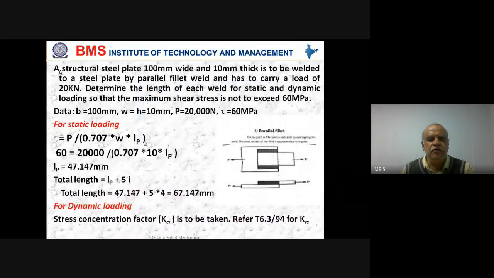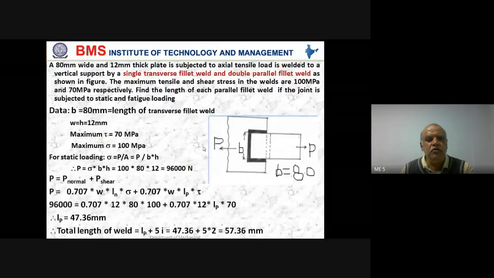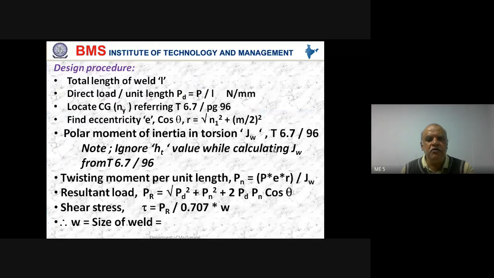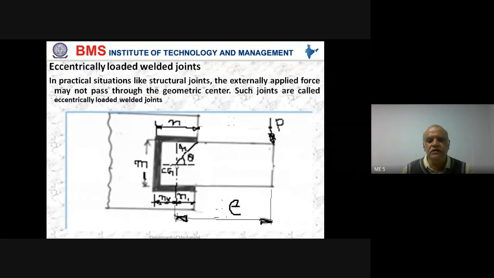And then we solve a few problems on parallel and transverse fillet welds. Then we will move on to the eccentrically loaded welded joints, wherein the load is applied in the transverse direction. And then we learned about the design procedure wherein the first step is to find out the total length of the weld, L, then the direct load per unit length, then locate the center of gravity, using table 6.7 of your data handbook. Then find the eccentricity. Eccentricity is the distance between the center of gravity and the point of application of the load.